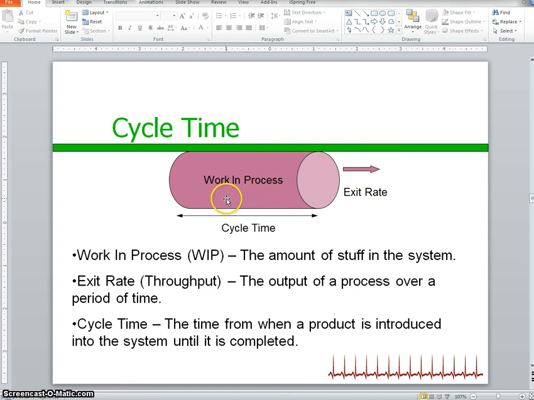And hopefully what you can see just by thinking of this graphic is that the more work in process you have, the longer this pipe gets, and the longer the pipe gets, the longer it takes for something that goes in one end to come out at the other end.